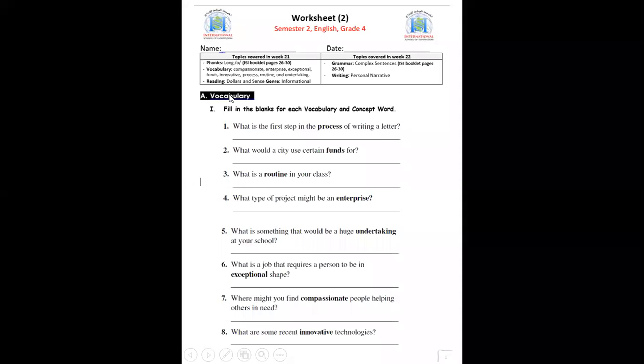So everyone, today we're going to correct worksheet 2 semester 2, which is based on our reading lesson, Our Dollars and Cents, with the vocabulary words compassionate, enterprise, exceptional, funds, innovative, process, routine, and undertaking. Our phonics lesson was the long O sound. And the grammar part was about complex sentences.